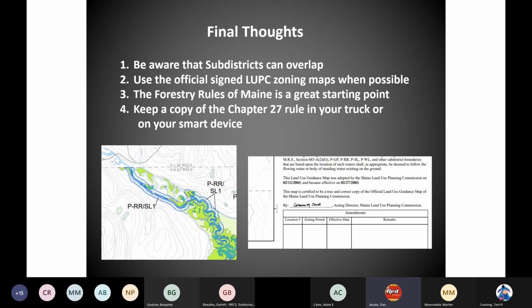Number 3, the Forestry Rules of Maine is a great starting point. It doesn't give you all of the information you need to be in compliance with Chapter 27 and the other regulations, but it's a great place to start, and keeping a copy in your pickup is a good idea. The other resource that you have to have if you're working in the unorganized territory is access to the Chapter 27 rule. Keep a hard copy in your truck. You don't always have cell phone reception to get it off the internet. Have it downloaded on your smart device, but keep a copy of the Chapter 27 rule handy if you're working in the unorganized territory.